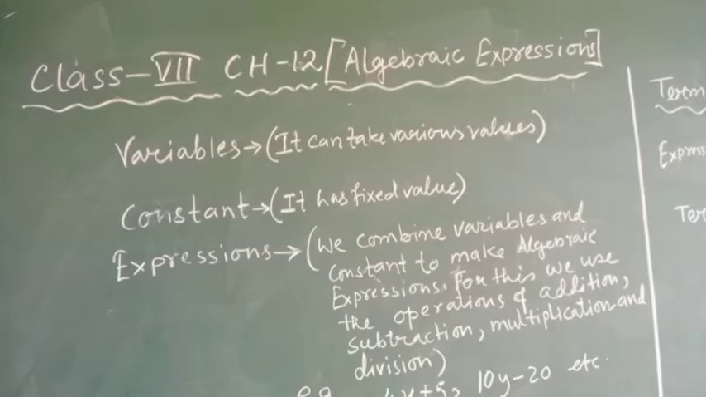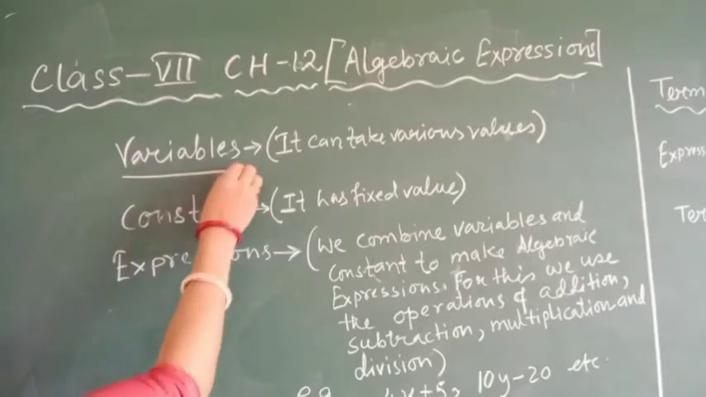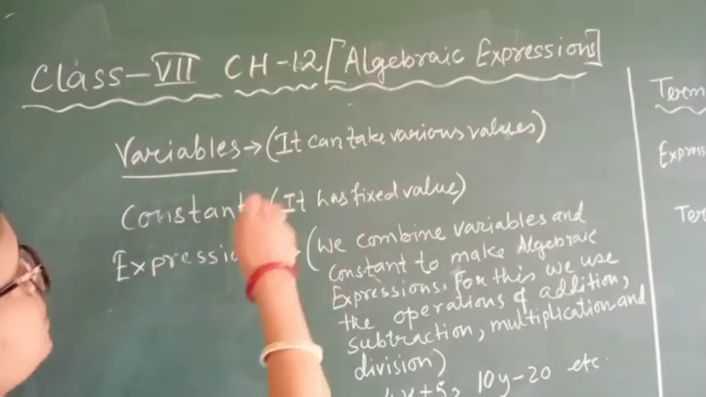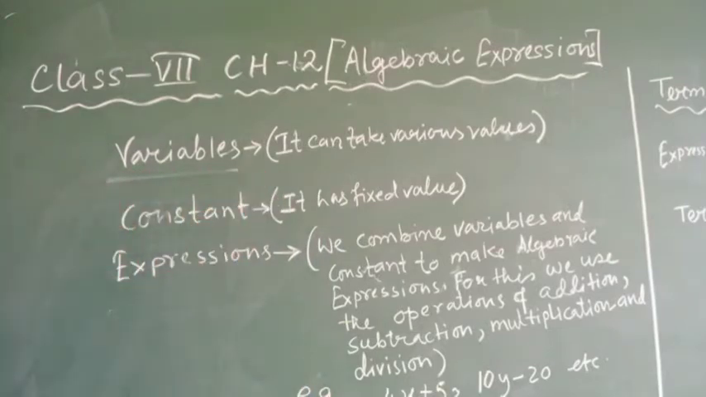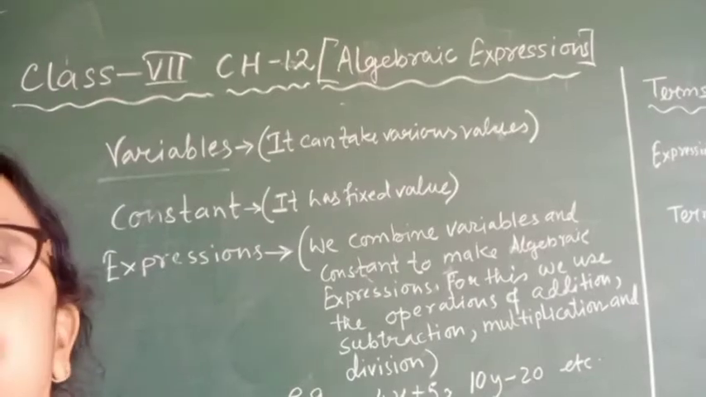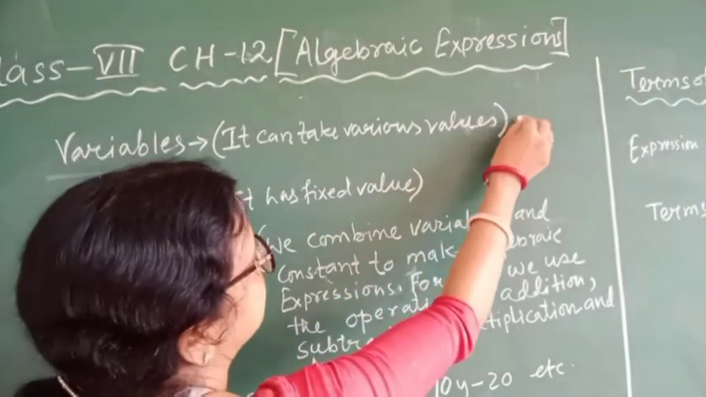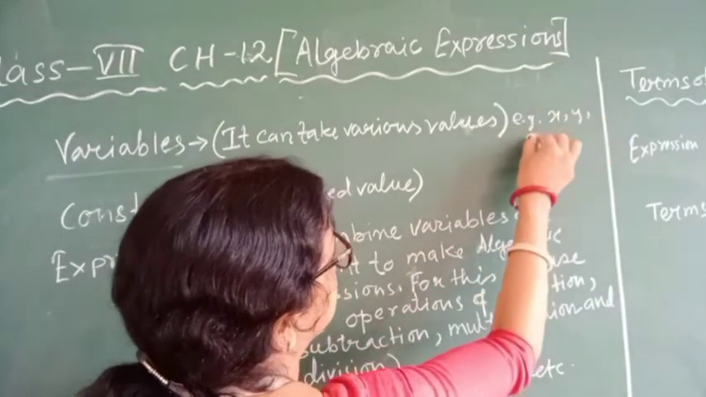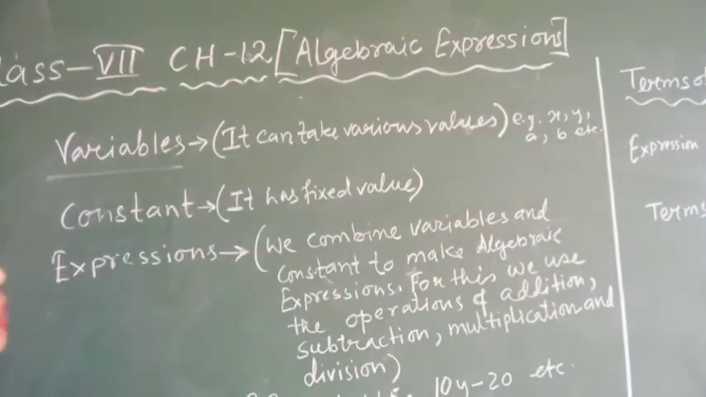First, the new word we are using here is variables. Now what is a variable? It can take various values. Why is it known as a variable? We use many values in a variable, such as all the alphabets. Examples of variables are x, y, a, etc.